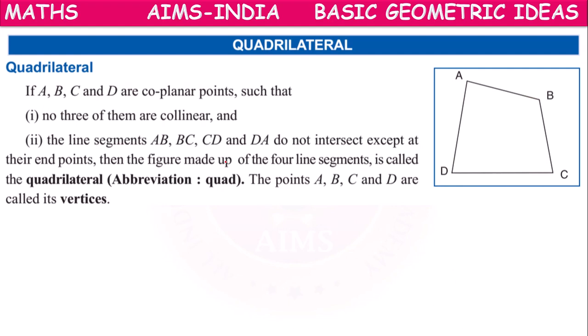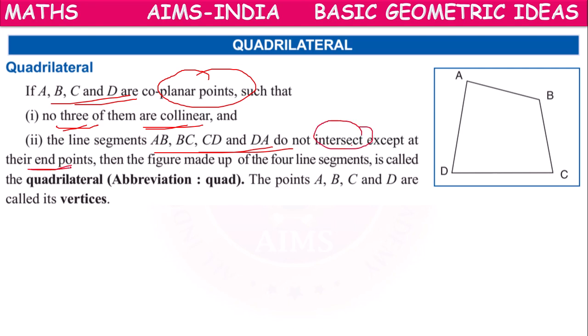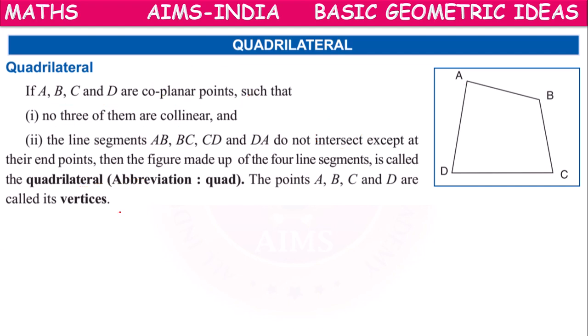So, what is the meaning of quadrilateral, children? If A, B, C, D are coplanar points lying in the same plane and no 3 of them are collinear, means no 3 of them lying on the same line, and the line segments AB, BC, CD, DA do not intersect except at their endpoints, then the figure formed by the 4 line segments is called a quadrilateral, and these dots will be considered its vertices. So this is the definition of a quadrilateral, children.